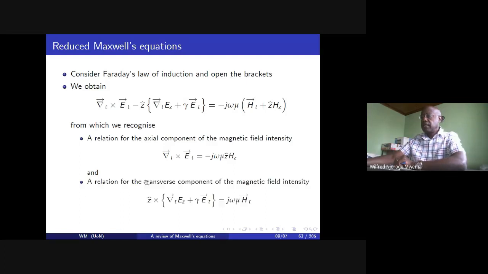And for this particular case, this is the way it should appear: Z cross del T of Ez plus gamma E of T must be equal to J omega mu and the transverse component of H. So we get two equations, one for the axial component of the magnetic field, and one for the transverse magnetic field.